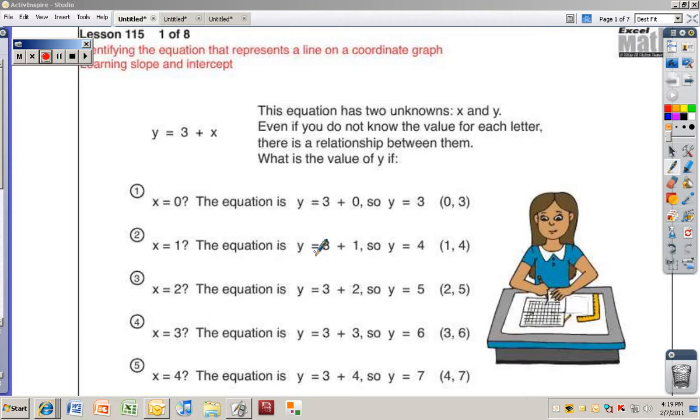Sixth grade Excel, lesson 115. This is a fiver. This is a long one. This is a tricky one, so I hope you really pay attention.